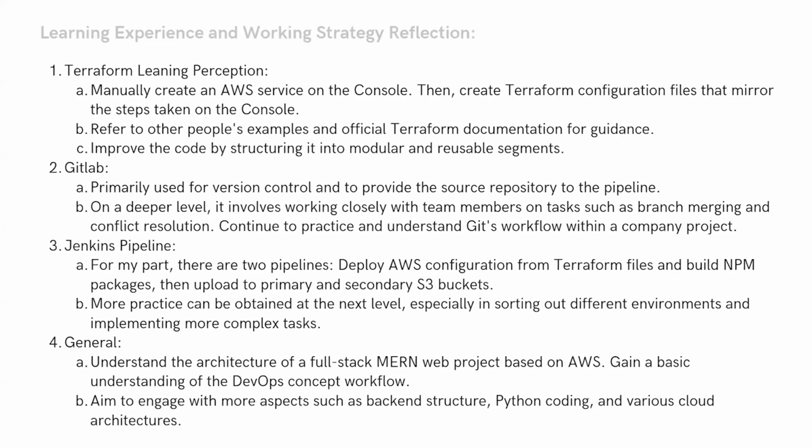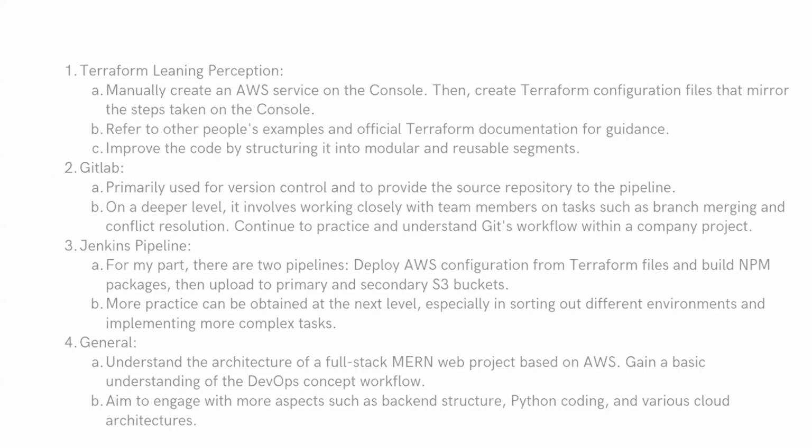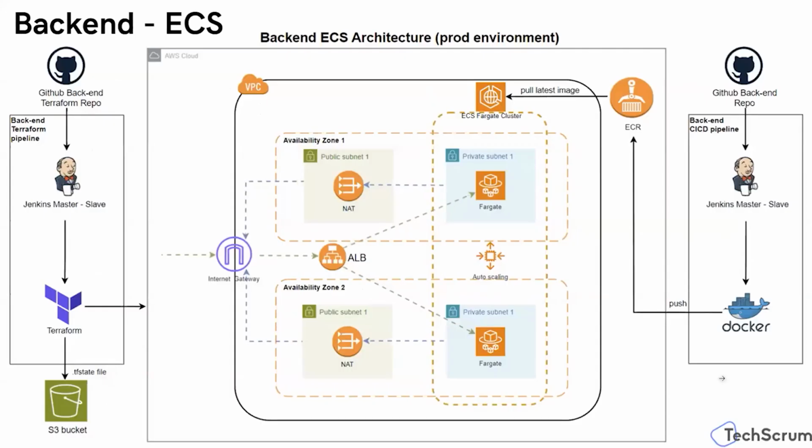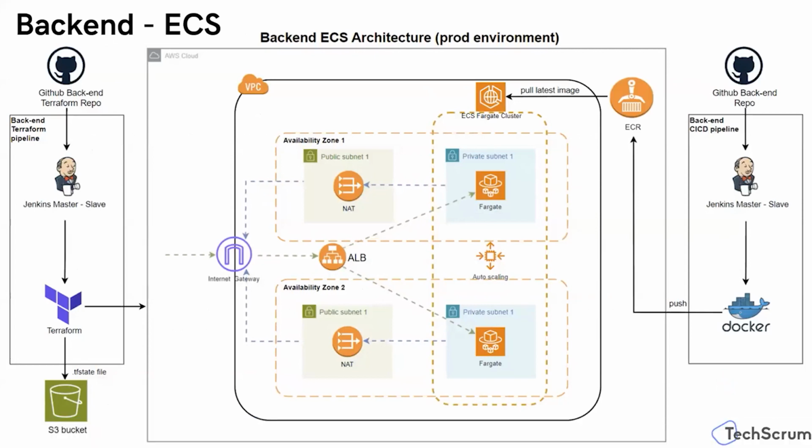Okay, thank you, Lidi. Hello, everyone. I'm Lawrence. I'm going to present the deployment of our backend ECS services. Firstly, all our AWS resources in our backend are also deployed by the Jenkins Terraform pipeline. This pipeline is manually triggered, and the Terraform state file will be stored in an S3 bucket for further debugging.